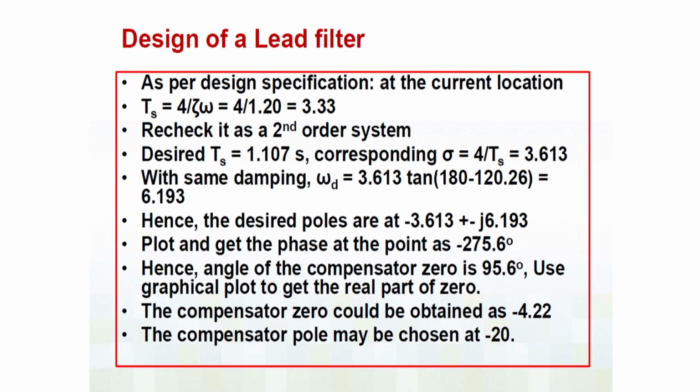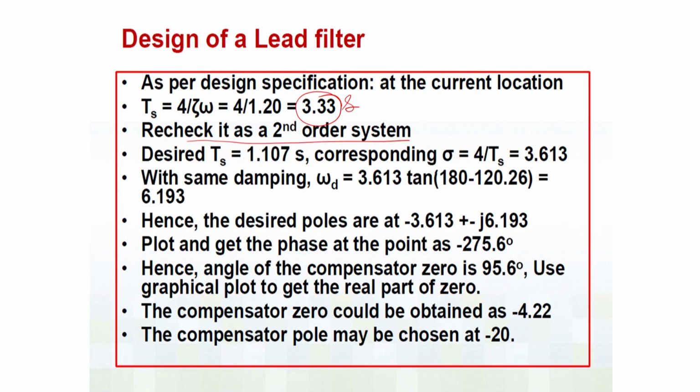Now, let us look into the step by step process. As per the design specification, at the current location where you have 16% overshoot, you have a settling time value Ts of 3.33 seconds. Now, you can recheck whether the system is behaving as a second order system. That means, where are the poles here? Two poles we already know where they are. The third pole should be quite far away. That is all we need to do to recheck it as a second order system.